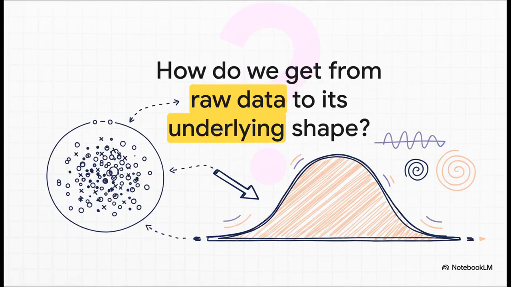So the real goal, the magic trick, is to transform that messy collection of points on the left into that beautiful, smooth curve you see on the right. Now that curve represents the underlying probability density. That's a bit of a mouthful, but all it really means is that it shows us where new data points are most likely to pop up. It tells us not just what we saw, but what we're probably going to see next. It's the hidden story, the true shape of the data.